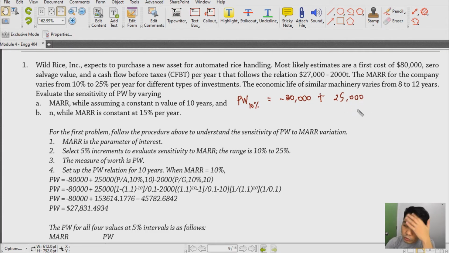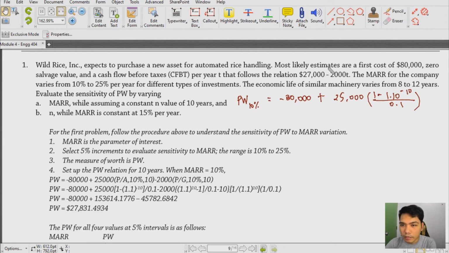So if we want this to have it in the present, we can just multiply this by 1 minus 1.1 raised to negative, ano ba yung years natin? That's 10 years and then divided by 0.1. Okay, so this is the 25,000 and then projected to the present worth.